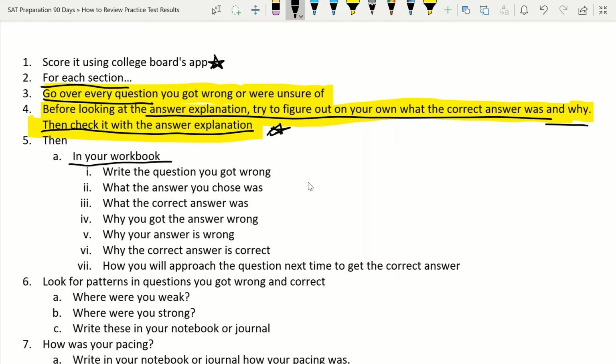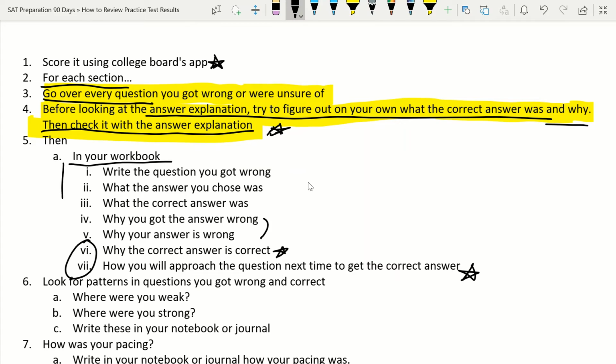Then you're going to write why you got the answer wrong. So why is your answer wrong? These two are basically the same: why you got your answer choice wrong, and why your answer is wrong. So how'd you get to the wrong answer? Then after that, you're going to write why the correct answer is correct. And then finally, and this is really the most important part, how you're going to approach the question next time to get to the correct answer, right? This is really what we want to be focusing in on.